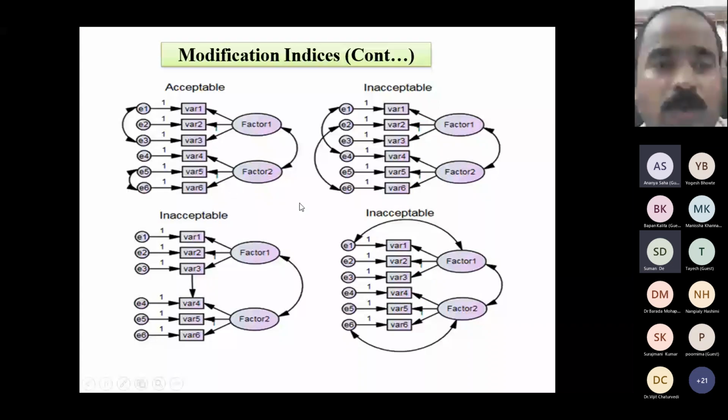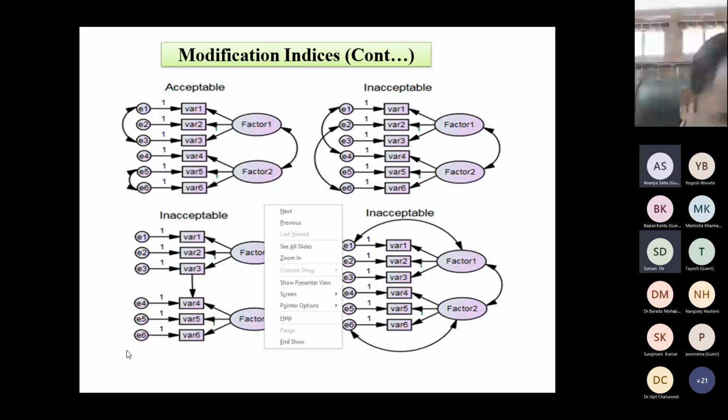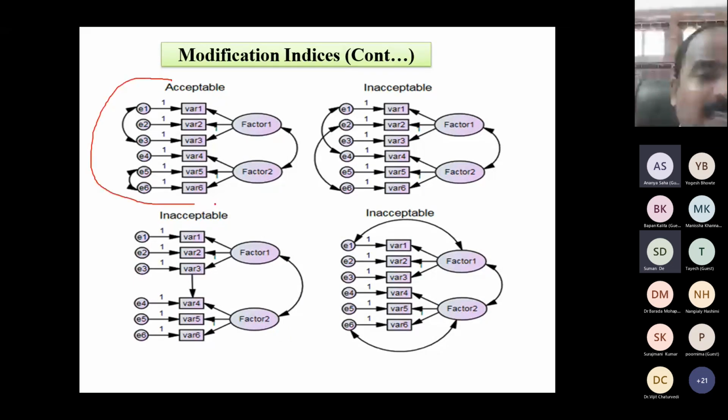Okay, look at here. This is the only thing which is acceptable. All other things are unacceptable. That means the error terms of a single construct can be covariated. So in this picture example, E1 to E3 is correlated. You cannot correlate E3 to E4 or E3 to E6. The error terms E5 to E6 are correlated. You cannot correlate this; this is the wrong thing.